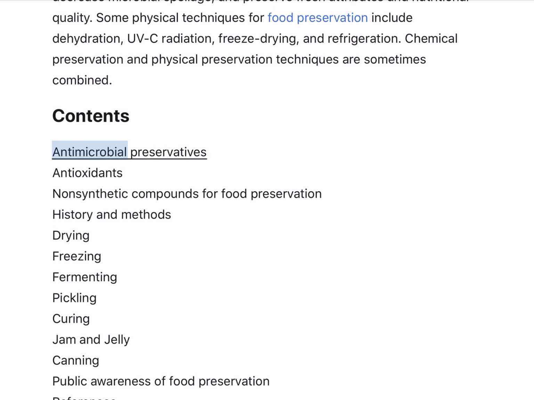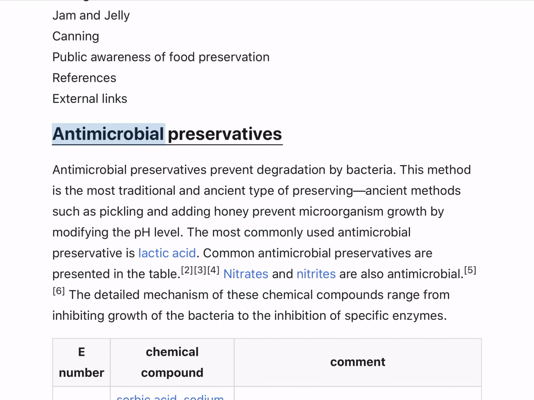Contents: antimicrobial preservatives, antioxidants, non-synthetic compounds for food preservation. History and methods: drying, freezing, fermenting, pickling, curing, jam and jelly, canning. Public awareness of food preservation. References. External links.